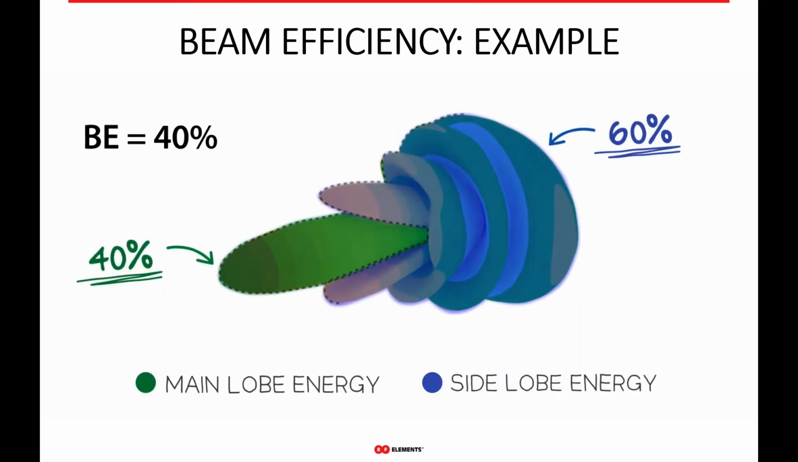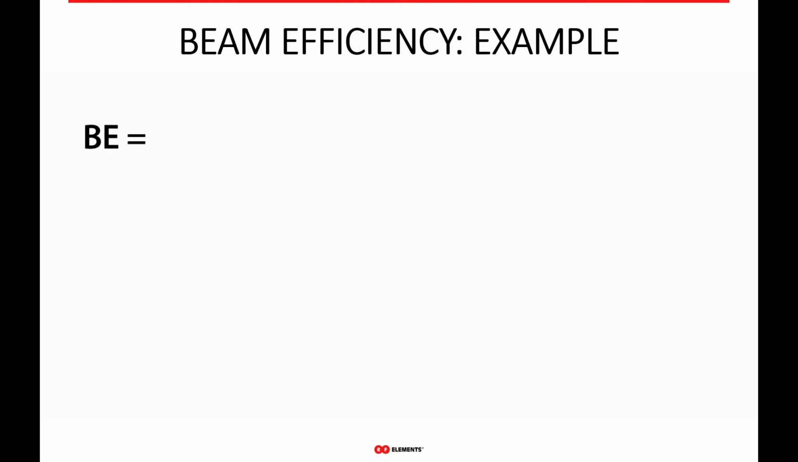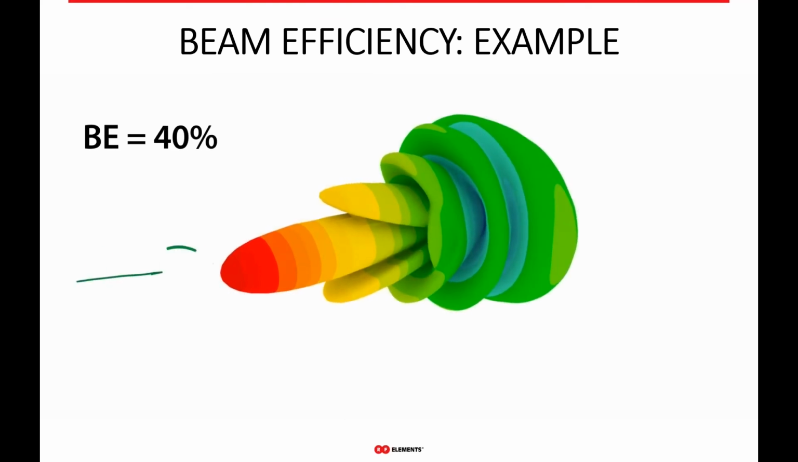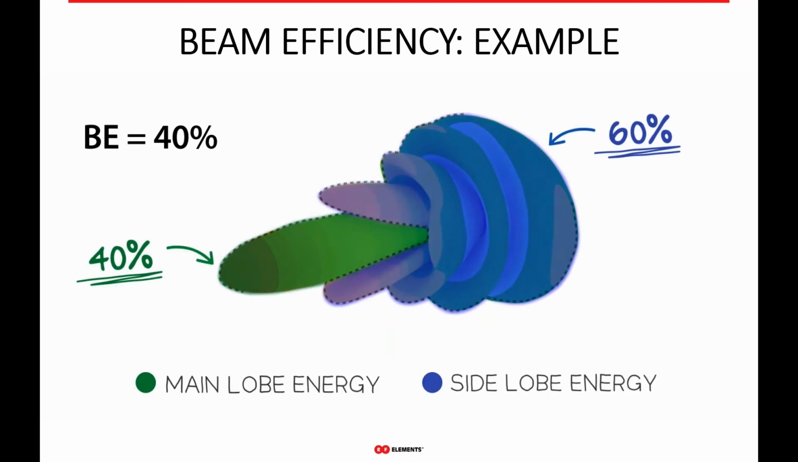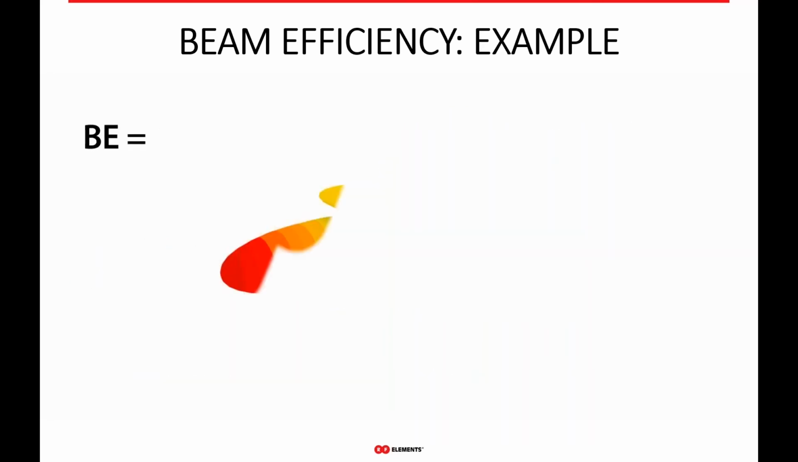You should note here that the side lobes are highlighted. Beam efficiency includes all of the side lobes of the antenna, not just the first lobe or maybe the second lobe. Really, anything other than the main lobe is considered a side lobe.